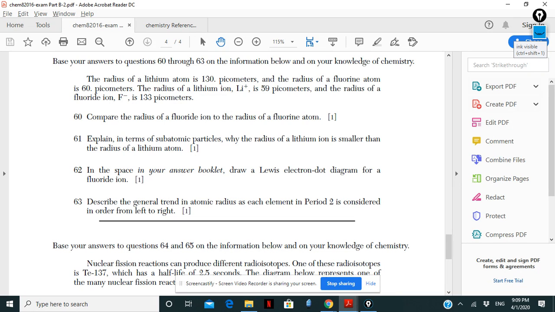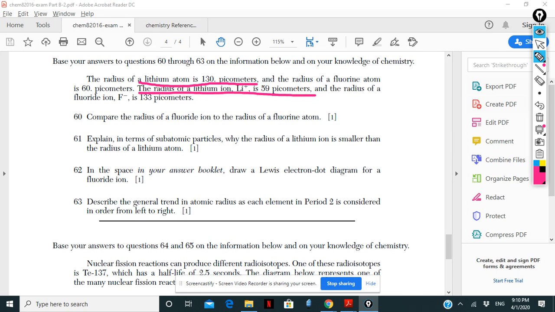Now, question number 60 through 63. He started to give me information. Okay, the radius of the lithium atom is 130 picometers. The radius of the lithium ion is 59 picometers. I'm going to change the color now so we can see the difference. The radius of the fluorine atom is 60 picometers, while the radius of the fluorine ion, or fluoride, is 133 picometers. Compare the radius of a fluoride ion.